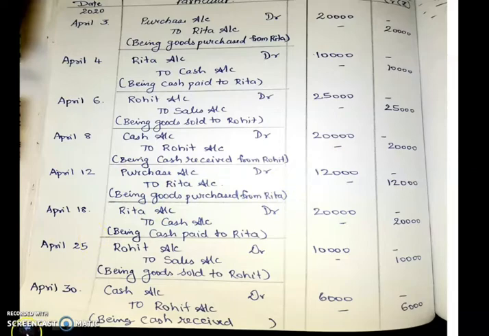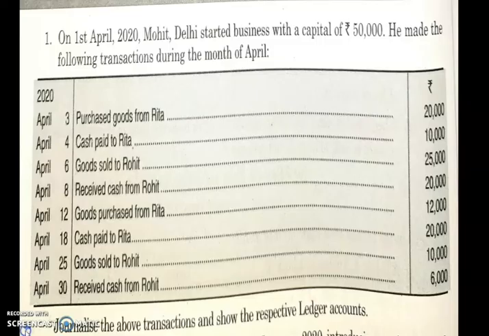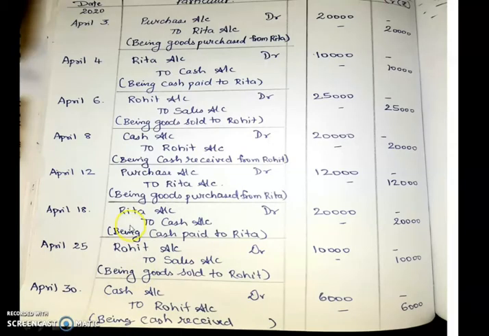Next is on April 18. What is the question? Cash paid to Rita 20,000. What is the journal entry? Cash paid. Rita account debited to cash account. See, Rita account debited to cash account. Being cash paid to Rita 20,000.